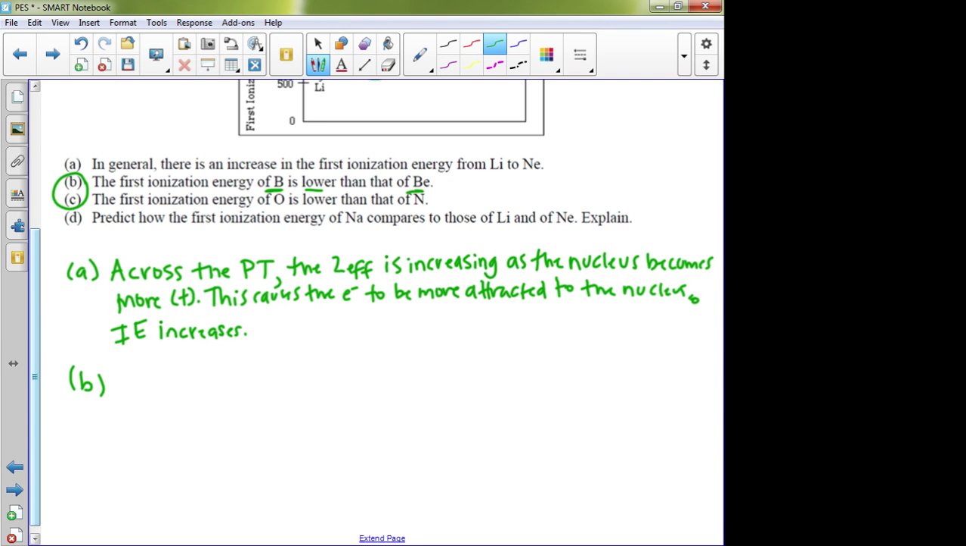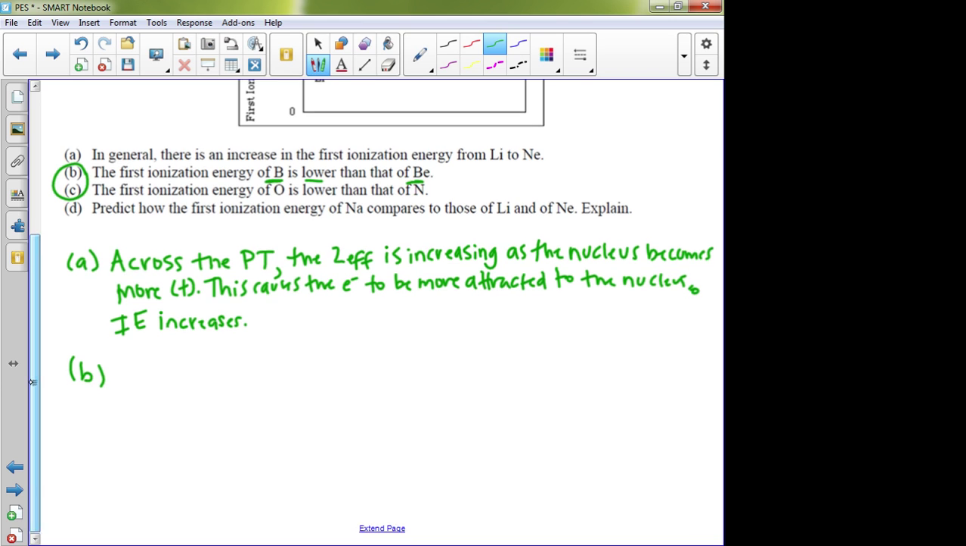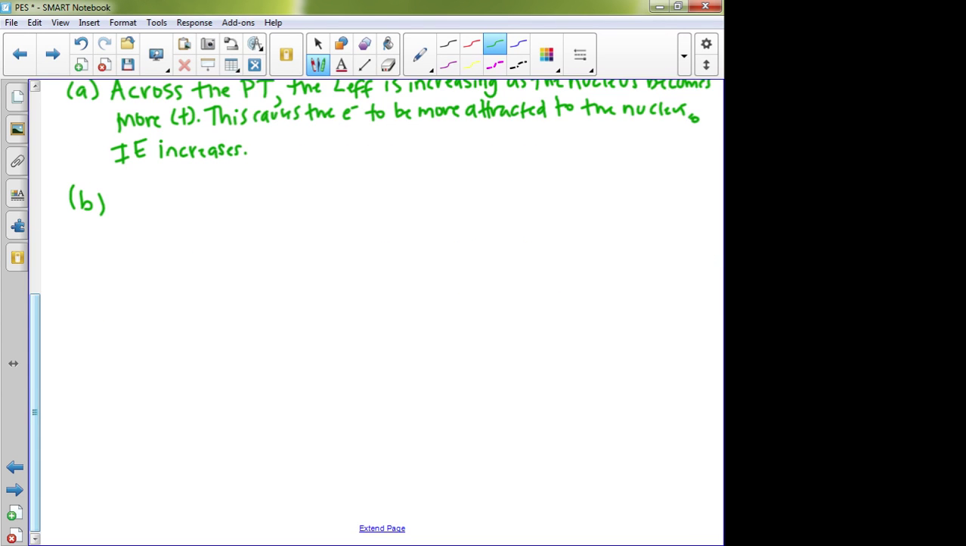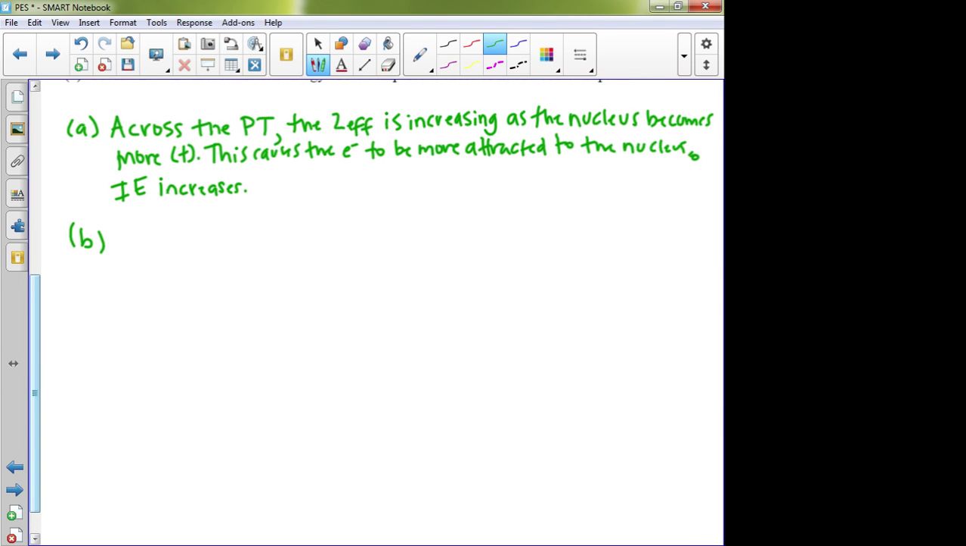Let's see if we can shorten this a little bit. And you wouldn't have to write the configurations on the test, but if you get stuck, you can write the electron configuration to help you out. So I say, okay, beryllium is 1s2, 2s2, and boron is 1s2, 2s2, 2p1. Now, can that just be my explanation?